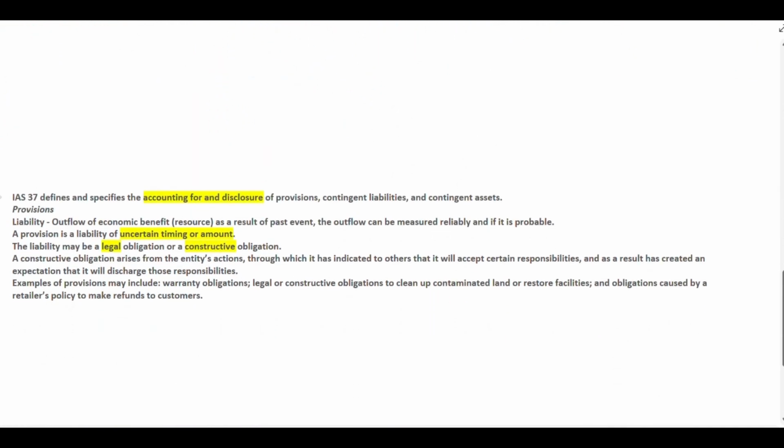What it says: IAS 37 defines and specifies the accounting for and disclosure of provisions. So we need to account for and disclose the provisions. Accounting for and disclosure of provision is required, as well as contingent liability and contingent asset. So contingent liability just requires a disclosure. Provisions require accounting. Okay. Provisions require accounting.